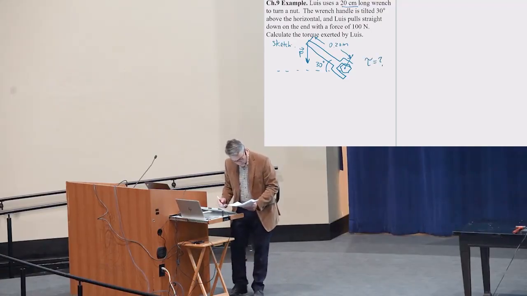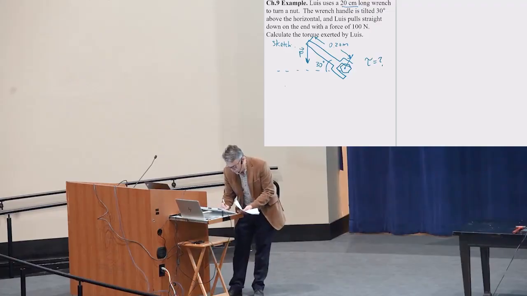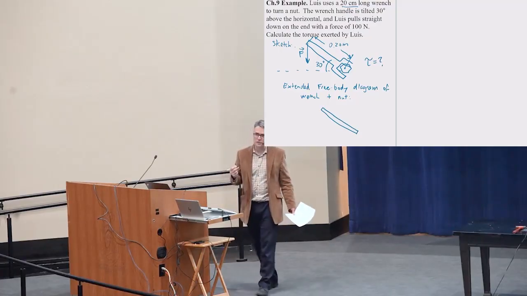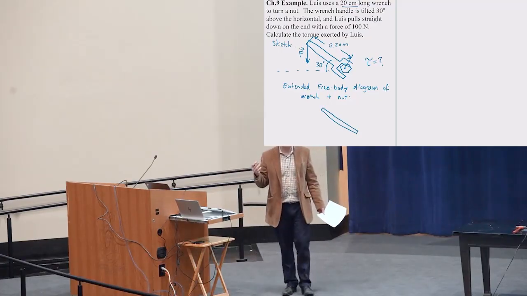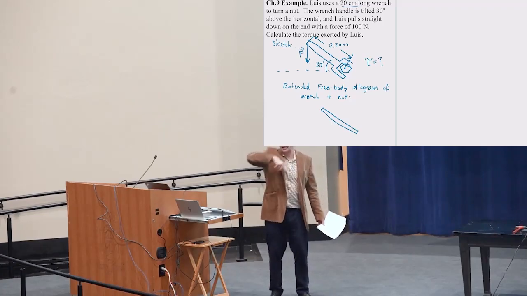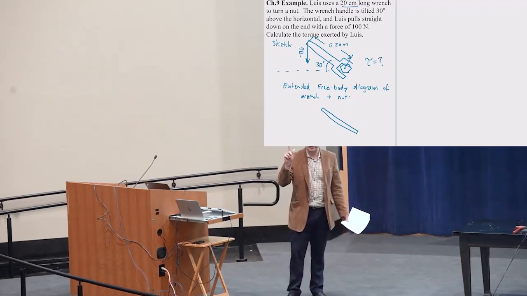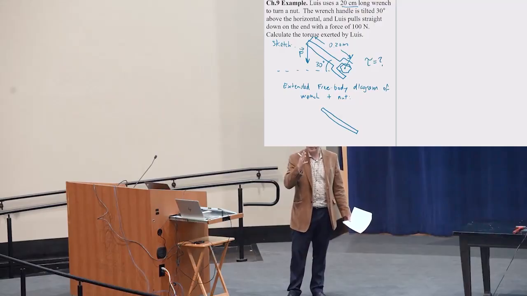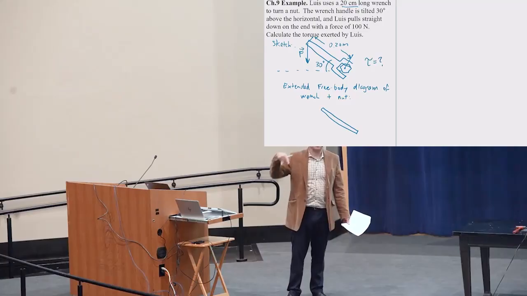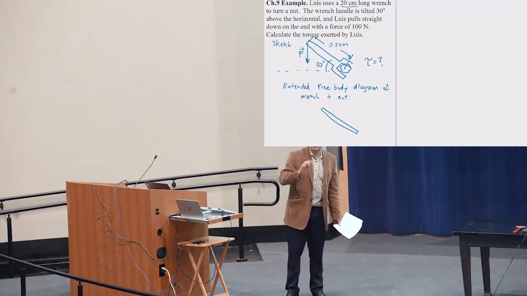So what I'm going to do is another sketch. I could do what's called an extended free body diagram of the wrench plus the nut. And what that looks like is this. In a free body diagram, I was always drawing a point, and then the forces acting on that point. For an extended free body diagram, you still want to think about the forces, but you also need to think about the torque. So you usually draw a rectangle or a circle or something bigger, and then you put the forces where they are applied.